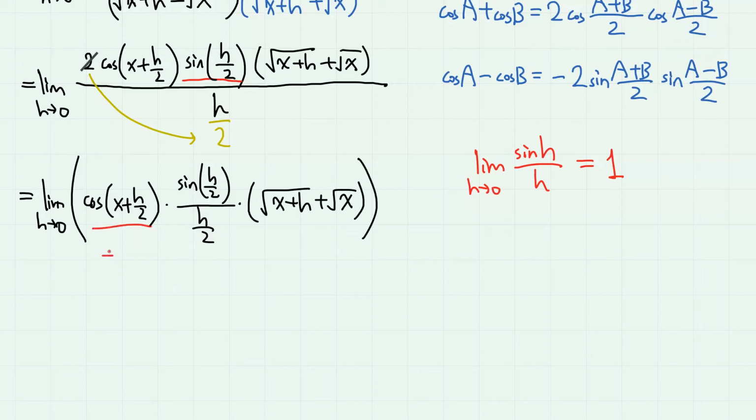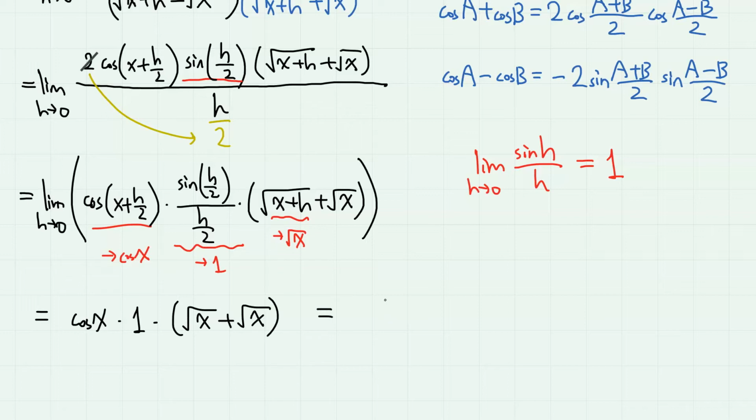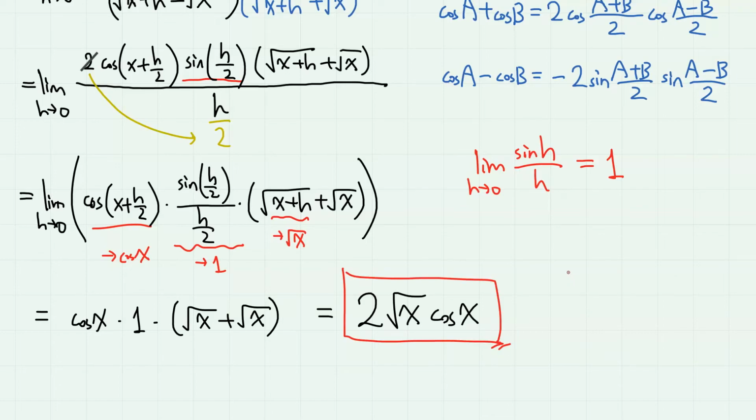So now this term approaches cosine x, and this term approaches 1, and this term approaches square root of x. So we have cosine x times 1 times square root of x plus square root of x. Therefore, we have 2 times square root of x cosine x. So that was the second method.